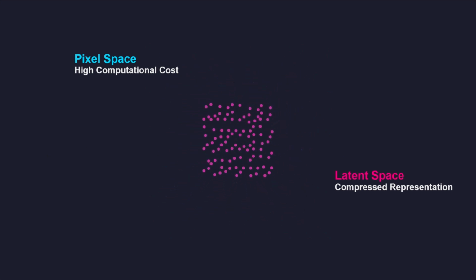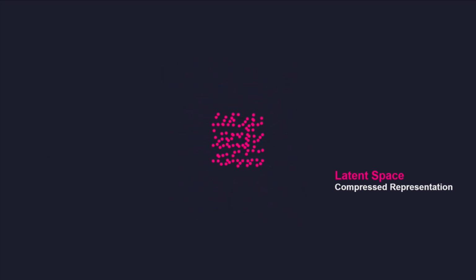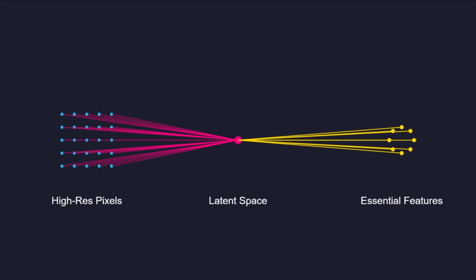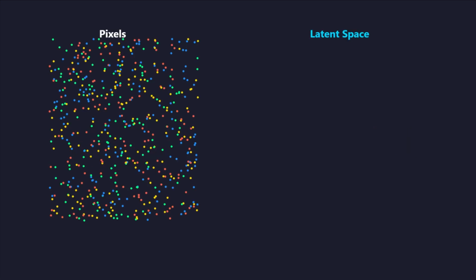Operating in pixel space is computationally expensive. Latent diffusion models perform the stochastic process in a compressed, lower-dimensional representation of the image data. A variational autoencoder handles the compression. It maps high-resolution pixels into a latent space, where the diffusion model can work more efficiently on the essential features.